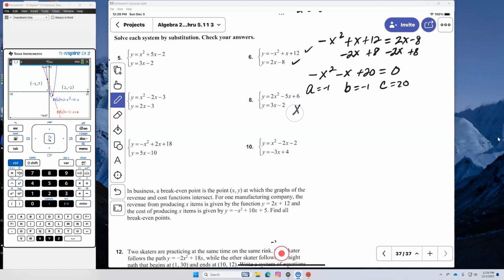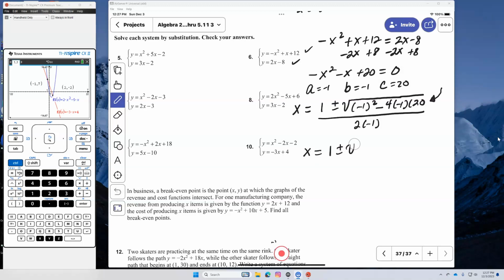So the quadratic formula is x equals negative b, which is 1, plus or minus square root negative 1 squared, remember to have parentheses there, minus 4 times negative 1 times 20, all over 2 times negative 1. Remember that everything that's under the radical is called a discriminant. So what I'm going to do is work it out. So I have 1 plus or minus square root. And you probably want to go to the calculator to figure out the discriminant.